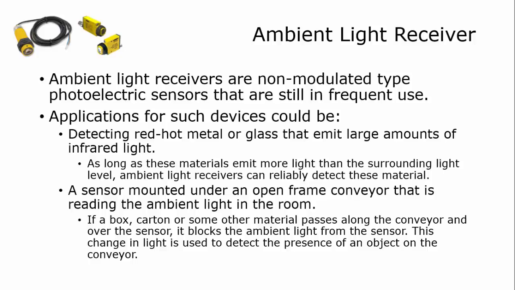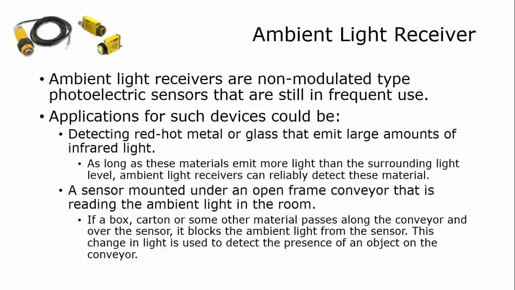So ambient light receivers are really good if you're detecting things like red hot metal or glass when it's really hot. It emits large amounts of infrared light, and the light coming from these items is usually much more powerful and much more intense than the ambient room lighting. So therefore, these ambient light receivers work really well in an environment where the product you're trying to sense is really red hot and throws off an enormous amount of light.